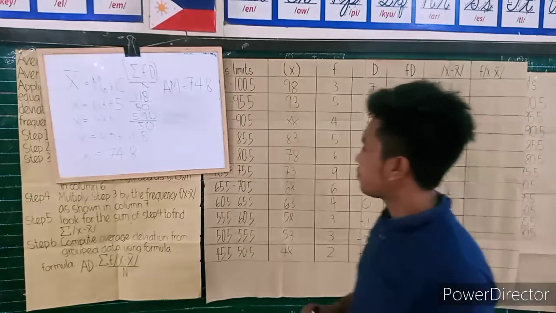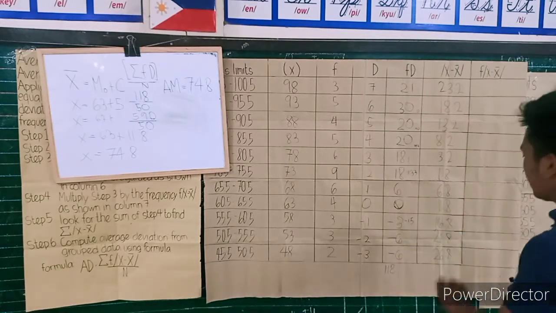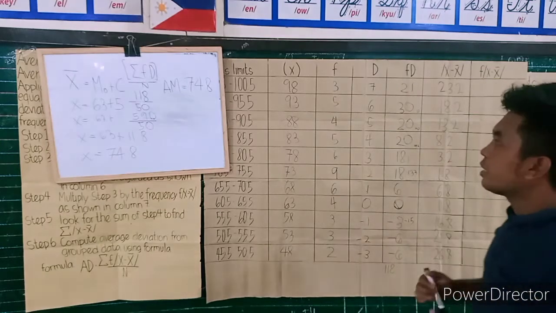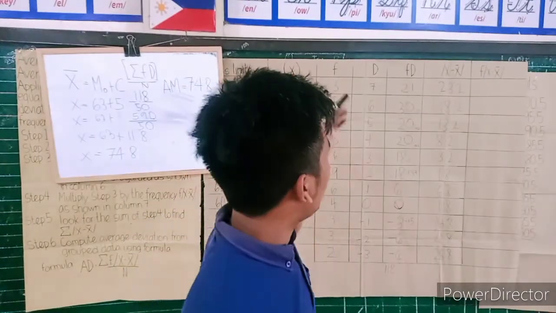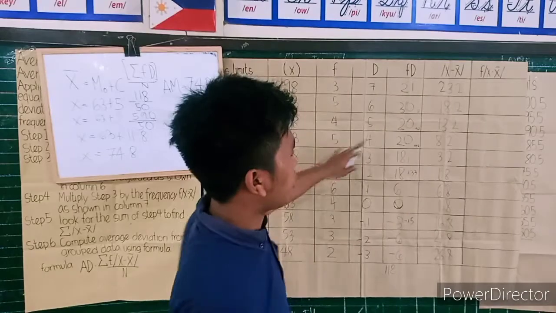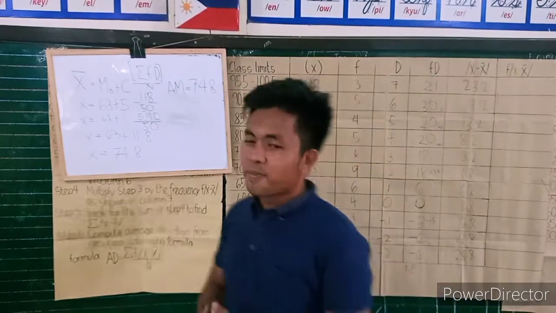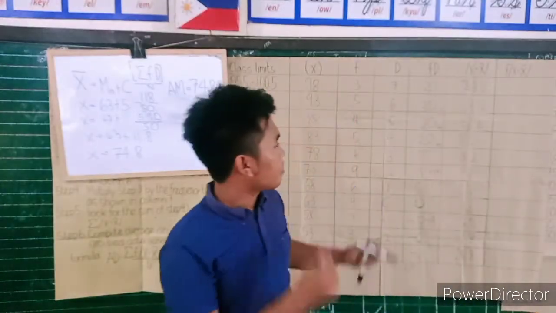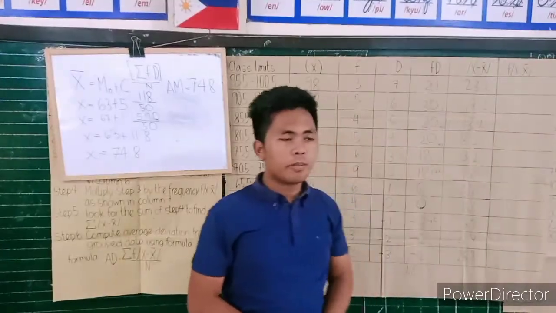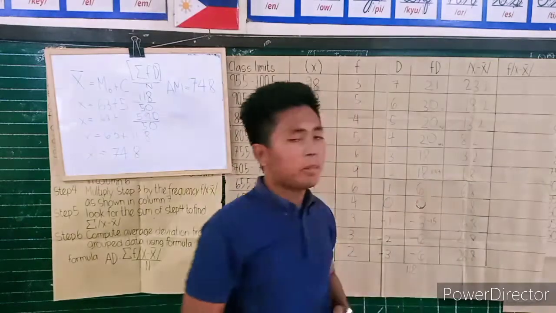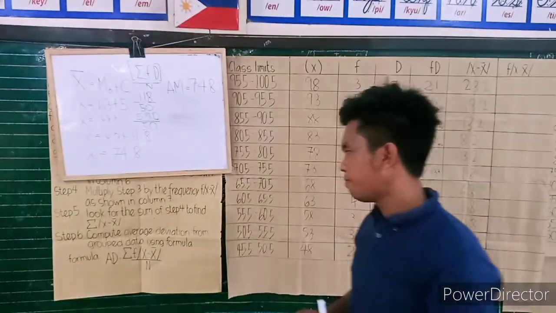Okay, so this is how we get step 3, the subtraction of the midpoints minus the arithmetic mean. Okay, so we are done in getting the midpoints minus the arithmetic mean. Okay, so let's move on to step number 4. How to get this step number 4?